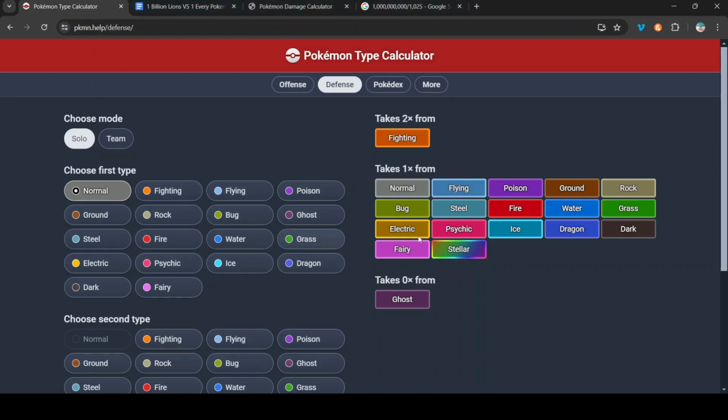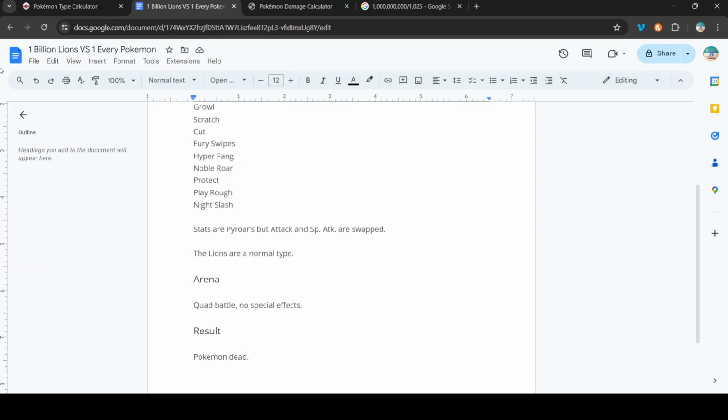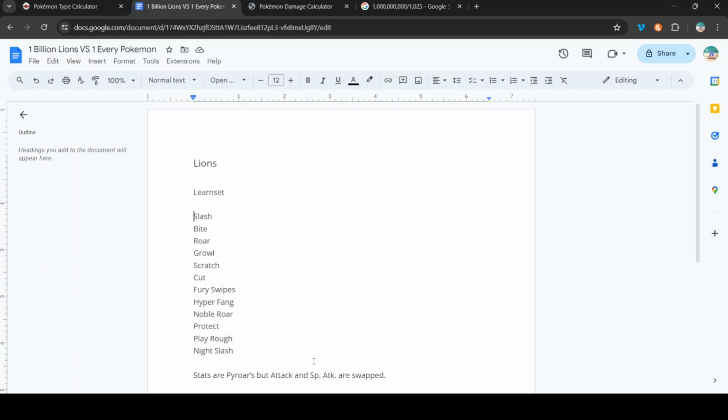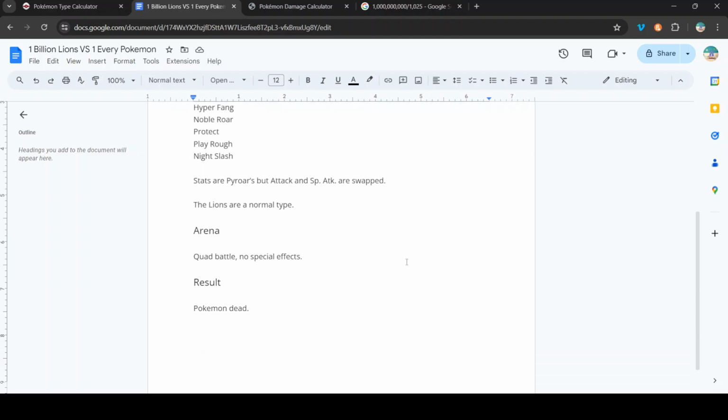Hello, everybody, and today I am going to be talking about a great debate. Who would win, 1 billion lions or one of every Pokemon? Now, I'm just going to say the answer depends on your rule set, automatically. So, for this, I'm going to be talking about a more standard Pokemon thing.